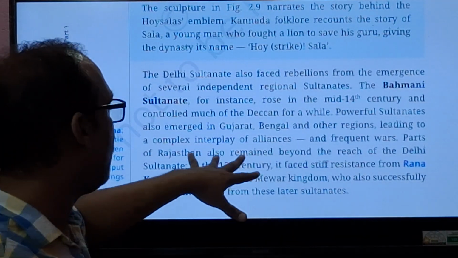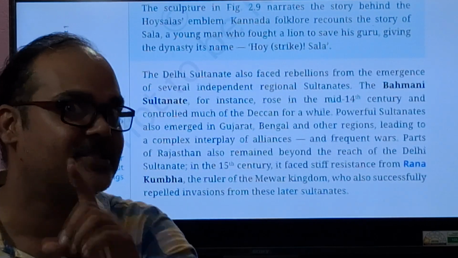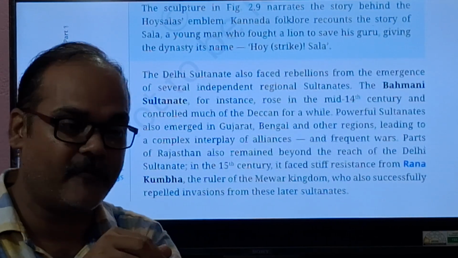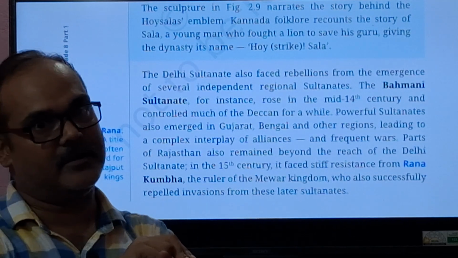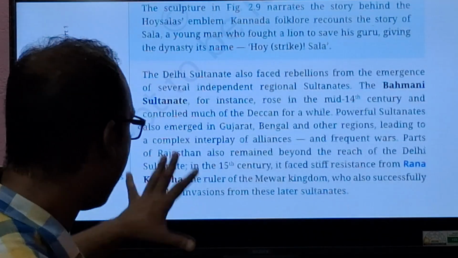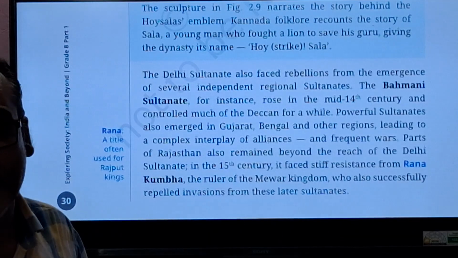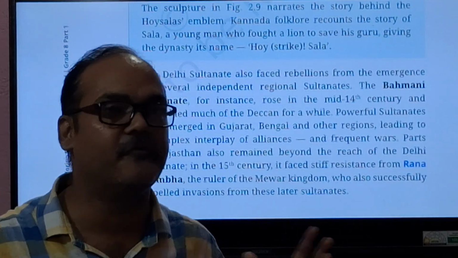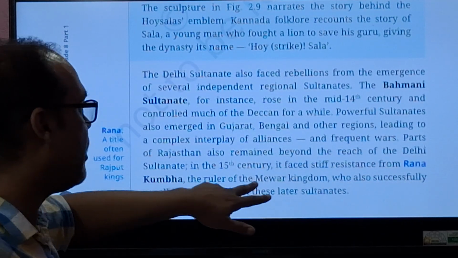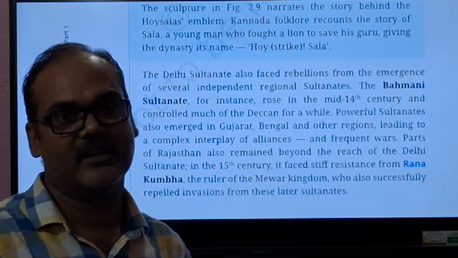Parts of Rajasthan also remained beyond the reach of the Delhi Sultanate. What was the reason? Because in Rajasthan, there were the fighters from Mewar and Marwar. They were great fighters, the Rajputs, right? One among them, you can see here, Rana Kumbha, the ruler of the Mewar kingdom. He was very famous, very brave. He successfully repelled invasions from these later sultanates. He repelled all those forces, right?